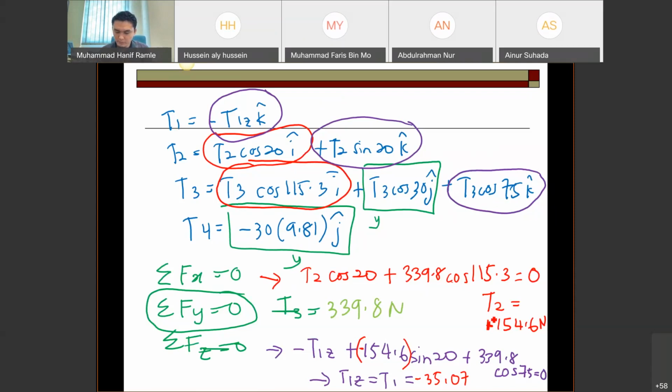I think negative, because if we remove the 339 to the other side and divide by cosine 20, it will be negative. Okay, let me check again. I think it's positive because when we put positive sine 20, the value will automatically become negative. Yeah, correct. This value cos 150 is negative. And Doctor, T2 cosine 20 is negative because it is in the negative side for the x1.